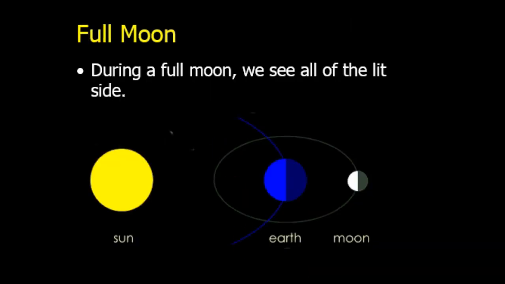A full moon would be just the opposite of that. The Earth is in between the sun and the moon, and so half of the moon is lit up, and we see all of that lit up side. So that would be a full moon.